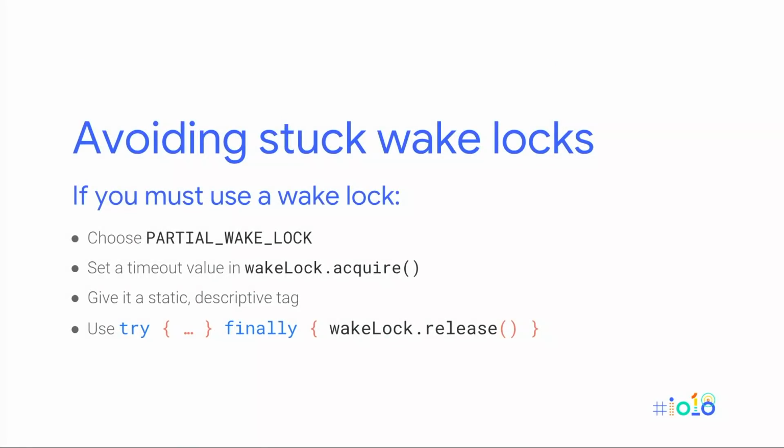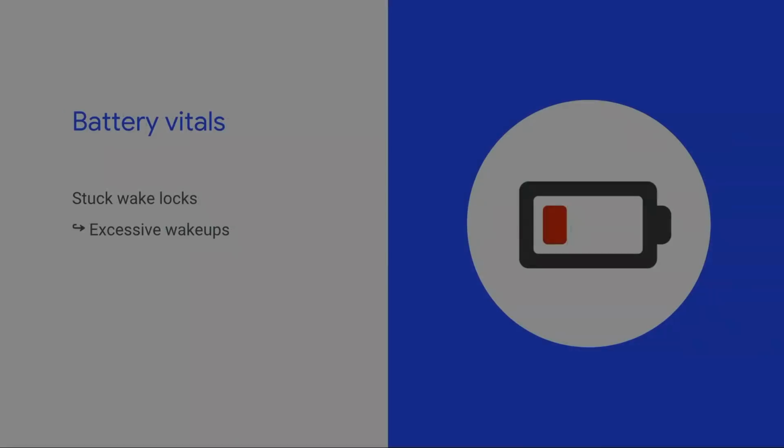But if you must use a wake lock, if you find a situation where you have to use it, remember to always choose a partial wake lock. All the other types of wake locks are deprecated on newer Android versions. And then always set a timeout value in wake lock acquire, so that in case you leak it, the system will clean up the wake lock for you after the timeout expires. Remember to give it a static descriptive tag without any counters or, even worse, private sensitive information. That way, we can surface the name of the wake lock in the Android vitals for you for easier debugging. And then remember to always code defensively and assume things can go wrong, and use things like try and finally blocks to make sure that you release the wake lock as soon as you're done with it.